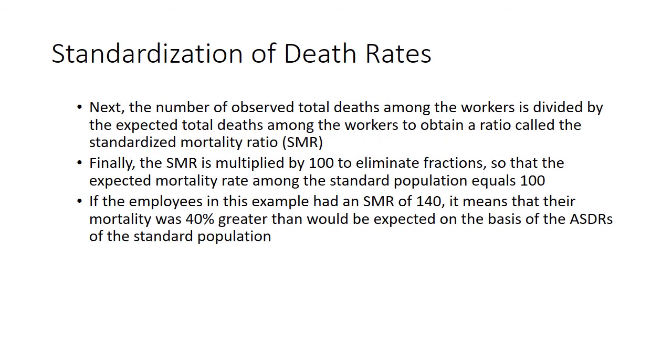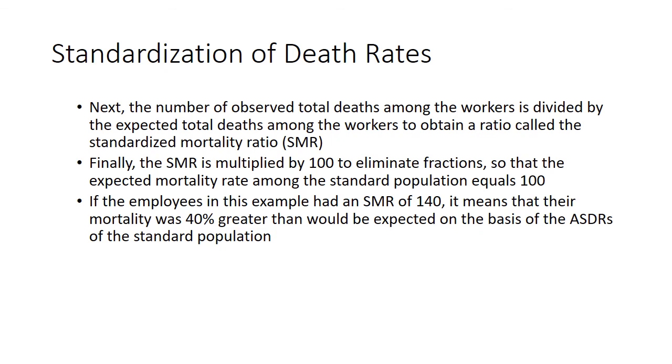In the next step, we take the number of observed total deaths among the workers. This is going to get divided by the expected total deaths. And so basically what we're going to get is this ratio called the standardized mortality ratio. And I promise this will make more sense when we look at the chart. Basically that standardized ratio gets multiplied by 100 to eliminate any kind of fractions.